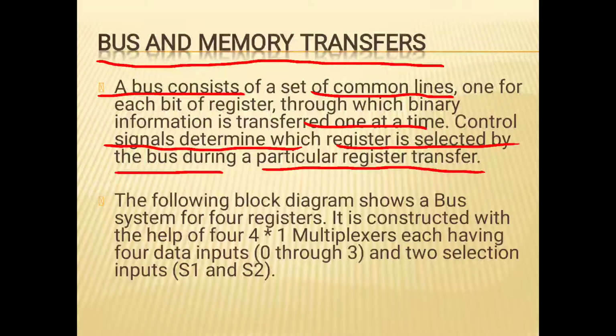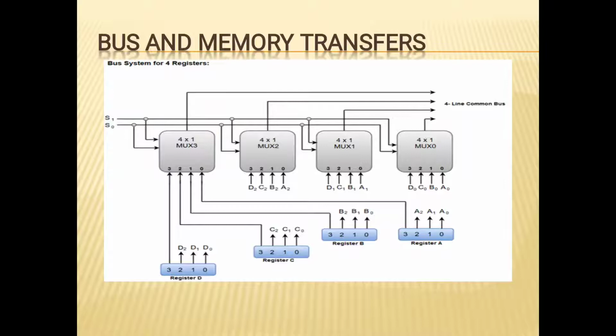So you can see in the diagram, whenever we construct a bus, we can construct it in two ways: one through the multiplexer, one through the tri-state buffer. Firstly, we discuss the bus construction through the multiplexer. It is constructed like in this diagram.